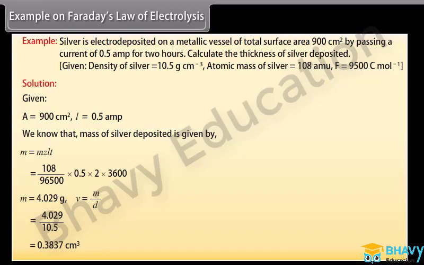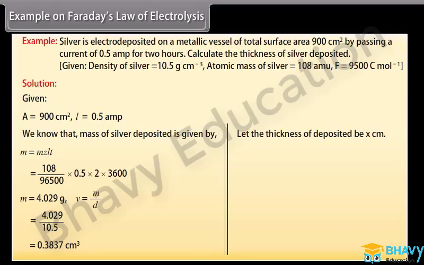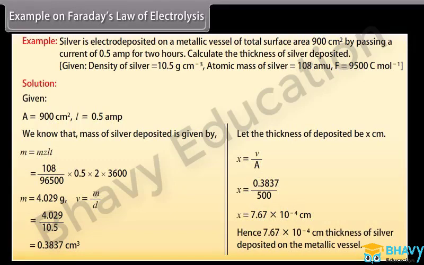0.3837 cm³. Let the thickness of the deposit be X centimeter. We know that X = V/A. By putting the values, we get X = 7.67 × 10^-4 centimeter. Hence, 7.67 × 10^-4 centimeter thickness of silver is deposited on the metallic vessel.